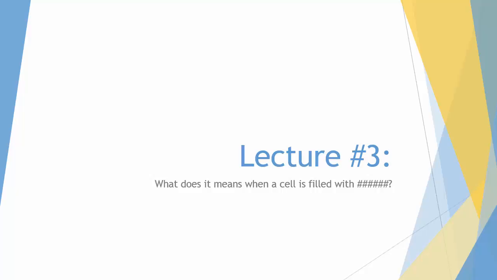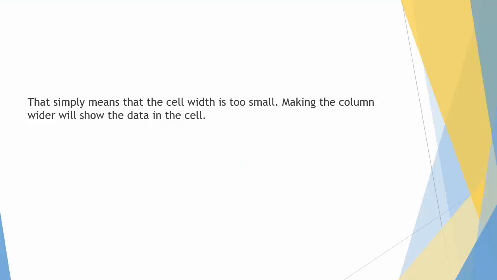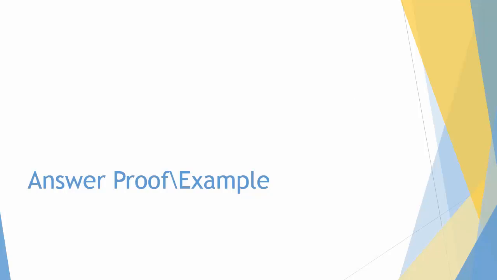Having a cell filled with pound signs often happens when working with spreadsheets, and it is an easy thing to fix, although you may have to fix it several times if the size of the data in your column keeps getting larger. All you need to do to fix this visual issue is make the column wider. A wider column will show the data in the cell. Let's take a look at how easy it is to fix this problem.